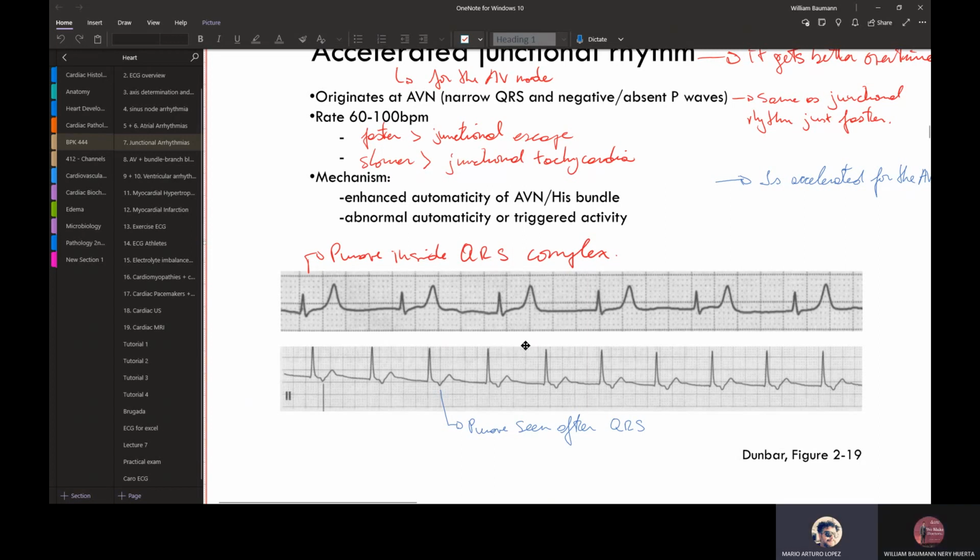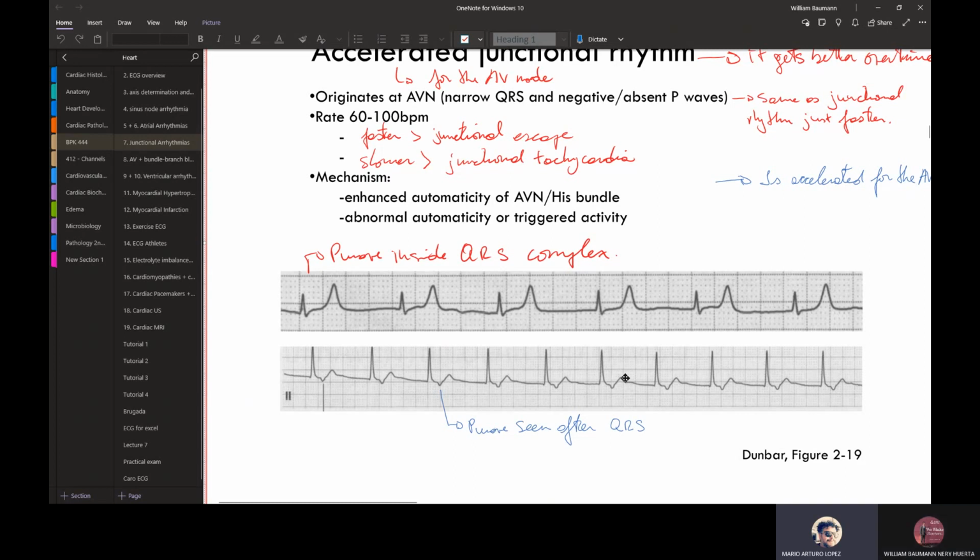Wait, so then what does that mean from the mechanical functioning of the heart? If the P wave is inside the QRS complex, that means you're having the depolarization happening at the same time, which means you're having contraction of the atrium and the ventricles at the same time? Yes, pretty much. But it depends. If the AV node fires before, then it's happening before the QRS complex kicks in. If it happens after, you'll see it like this. So it depends. It's all about the timing in this case.